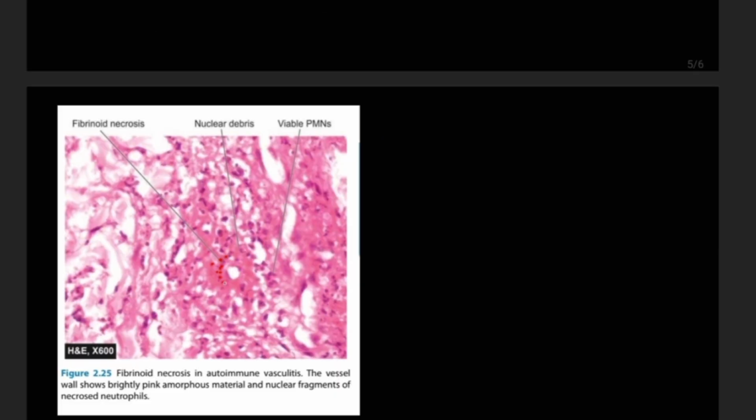This is fibrinoid necrosis. This is nuclear debris. And these are viable PMNs. As well as you can also see that the vessel wall shows brightly pink amorphous material and nuclear fragments of the necrosed neutrophils. So this was all about necrosis.